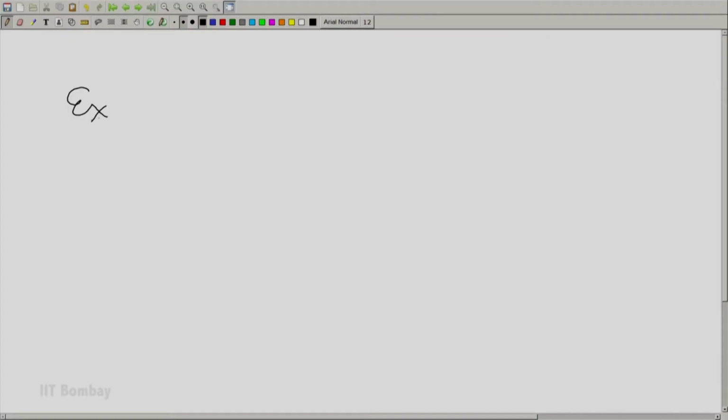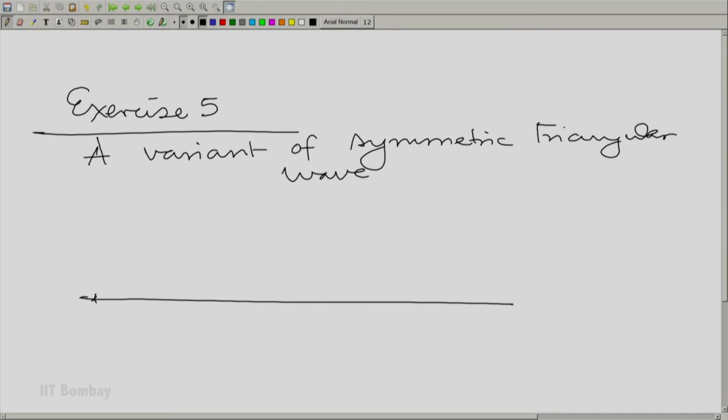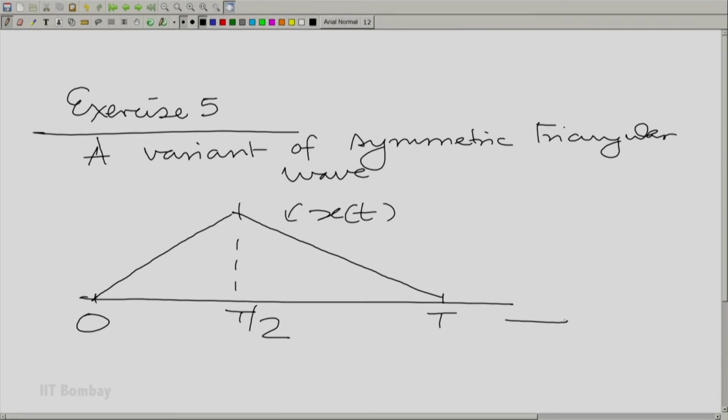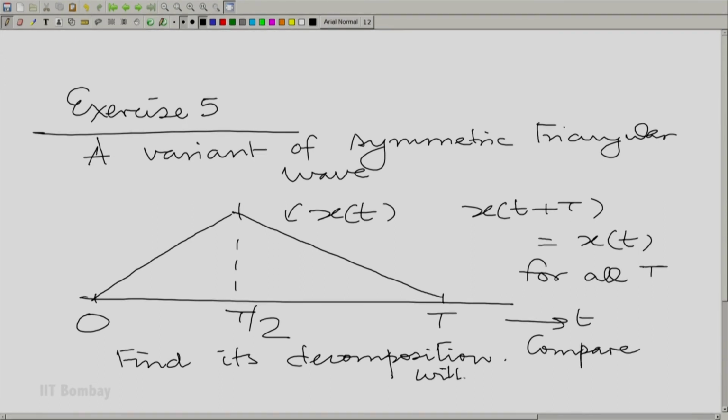There is one more symmetric triangular wave that we can consider. Let me draw that for you. So, exercise 5, a variant of the symmetric triangular wave. That looks like this. In one period, it only rises and falls, it does not go negative. Find its decomposition. Compare, that will be the interesting part. Compare with exercise 3. What differences do you see?